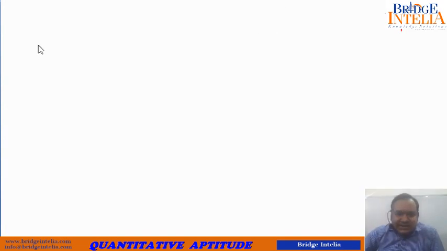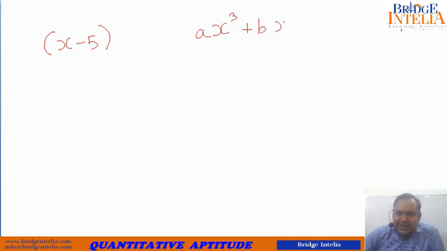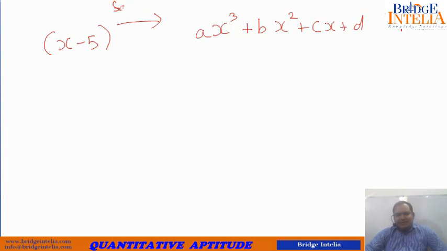So let's take an example. If it is given that x minus 5 is a factor of, let's say, ax cube plus bx square plus cx plus d. Let's suppose it is simply given that x minus 5 is a factor. If this fact is given, then how should you interpret this? What was the purpose of giving this information?